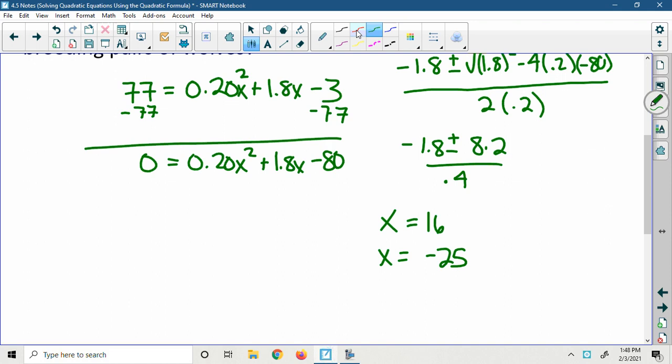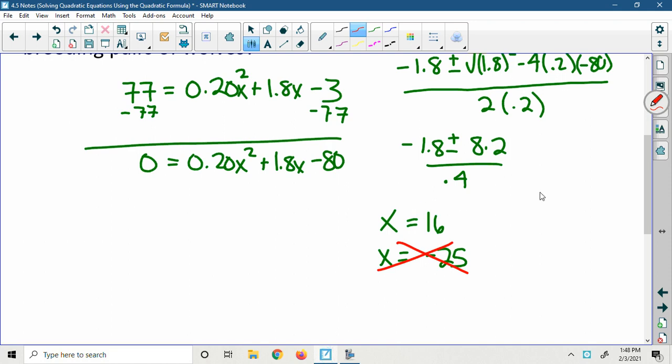And the negative 25 we can cancel out right away because this is a time problem. We can't go backwards 25 years. No time machines have been invented yet. So we have to just go with the positive answer. Whenever something's about time, we do that.